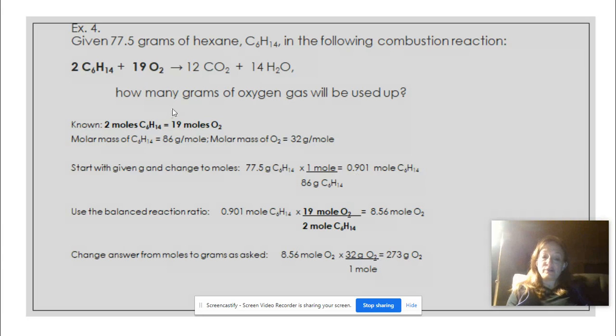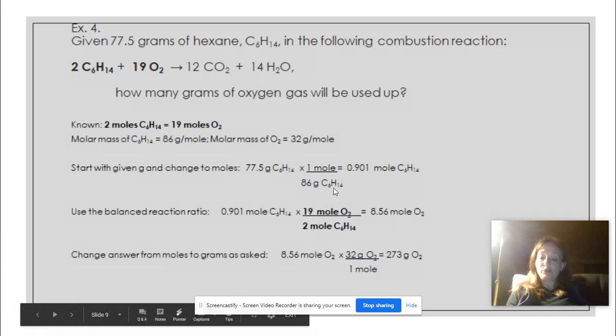Then I can use that reaction ratio that I said was so interesting. 0.901 moles of hexane times 19 moles of oxygen over 2 moles of hexane gives me that I will be using up 8.56 moles of oxygen. Notice that should be 19 to 2 in the ratio of what we started with, hexane.